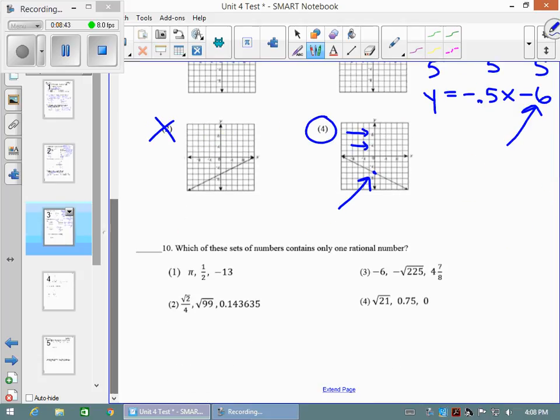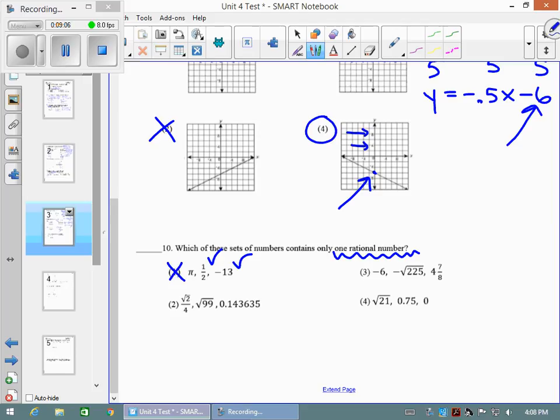Question 10. Which of these sets of numbers contains only one rational number? Choice 1. Pi is an irrational number, but I'm looking for a choice that has one rational. 1/2 is rational, and so is -13. So there are two rational numbers here. I'm looking for one with just one.